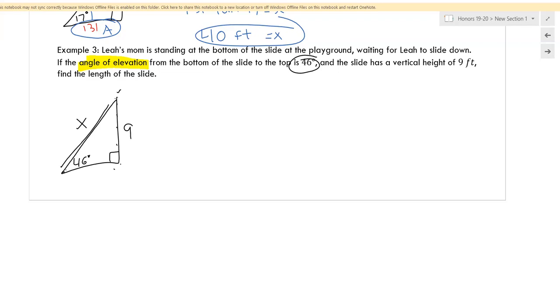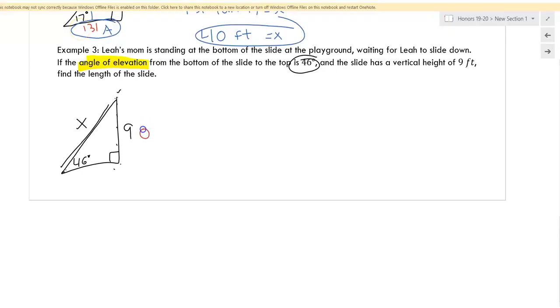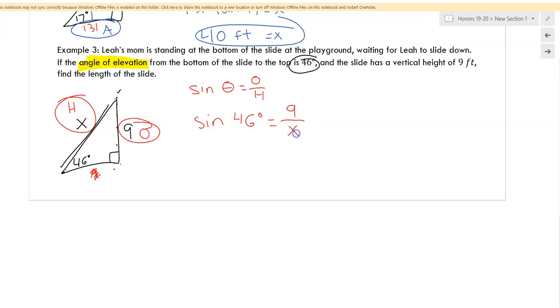So then, labeling my sides, we have our opposite side, our adjacent side, and the hypotenuse. In this case, my adjacent side is unimportant, meaning I'm using my opposite side and my hypotenuse. If I'm setting up a trig equation with the opposite side and the hypotenuse, then I'm going to use sine of theta equals O over H. So sine of 46 degrees equals 9 over x.